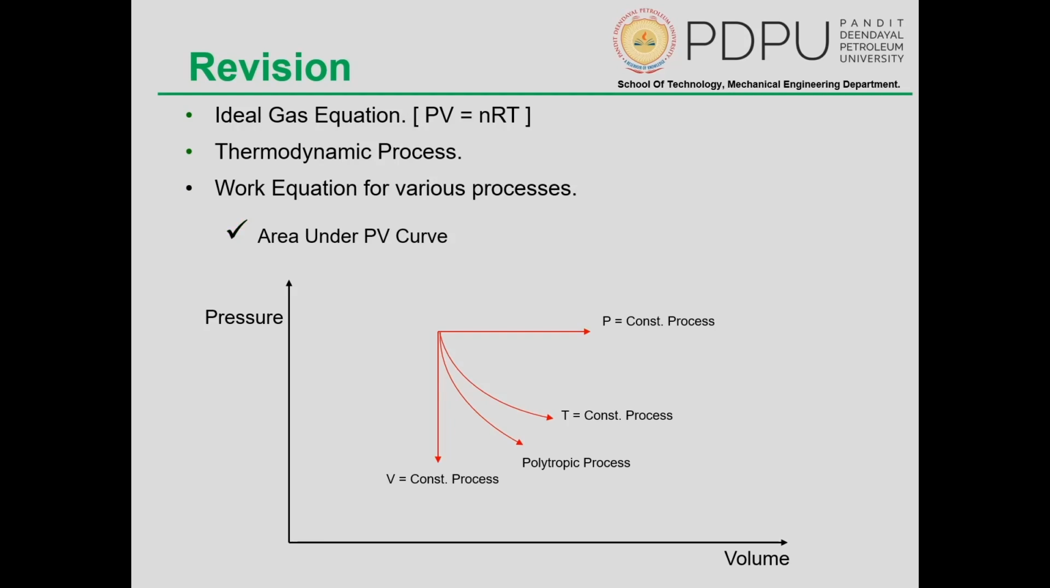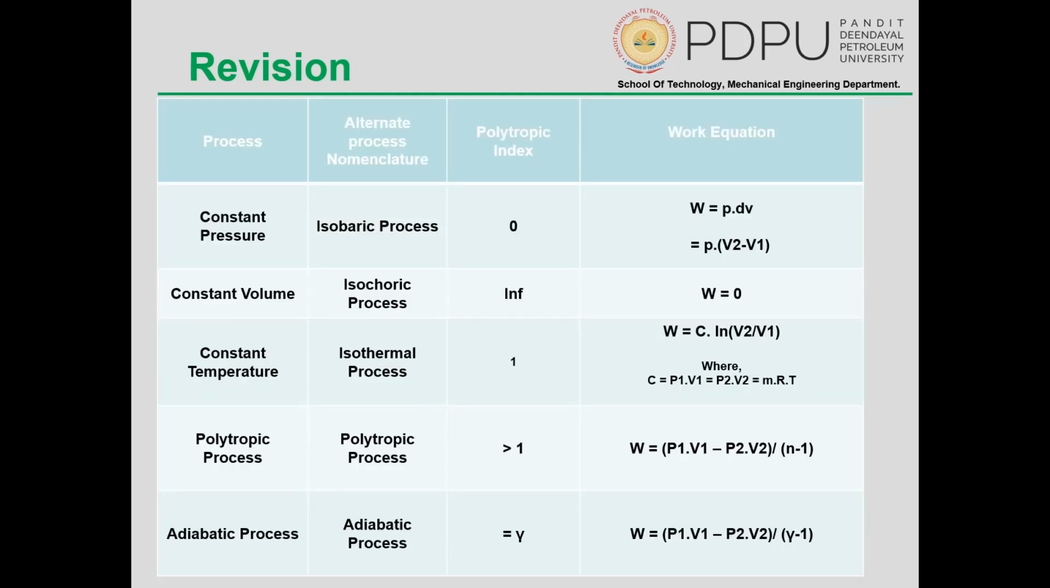A summary of this complete section is given here, where we find the constant pressure process, which is also called an isobaric process, with a polytropic index of 0. The work equation is nothing but P delta V, which is given by P times (V2 minus V1). Similarly, for the constant volume process, which is called an isochoric process, the work is 0, and all the remaining processes are written here. This is obtained by simple integration of the curve obtained in the PV diagram.